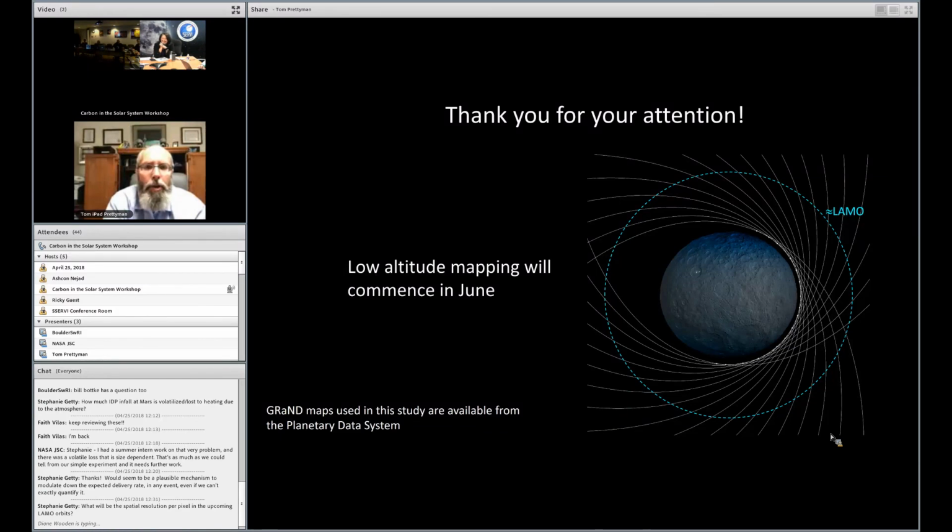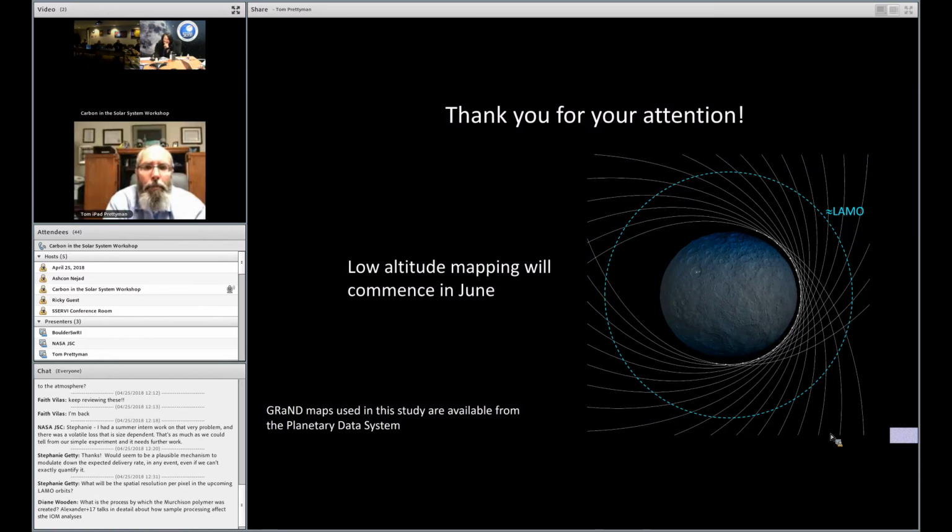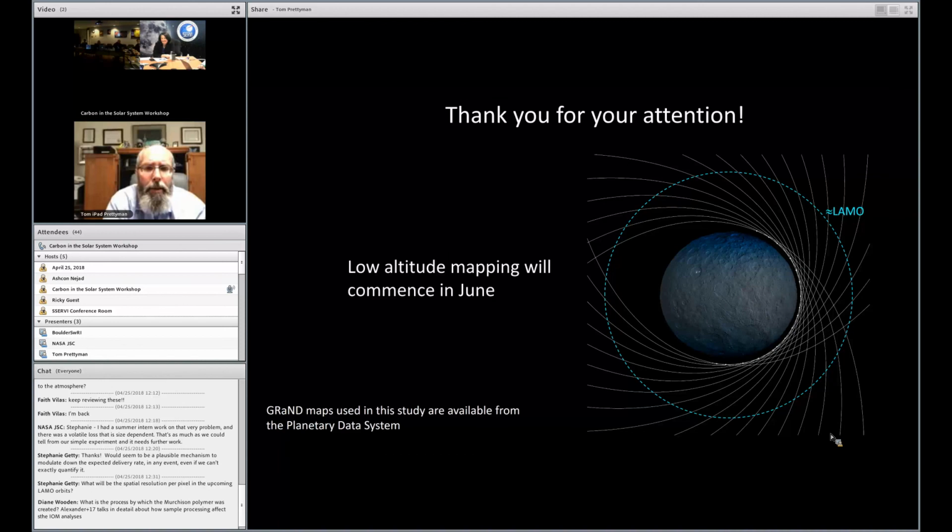Okay. What will the spatial resolution be? Oh, there are two questions. I can barely read my screen, so if somebody else could read them to me, that would be great. Sure, just a minute, let me see. What will the spatial resolution per pixel be in the upcoming LAMO orbits? What will it be? Okay, so that's a great question.